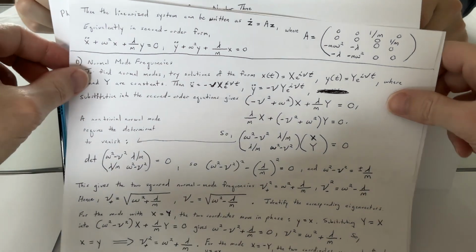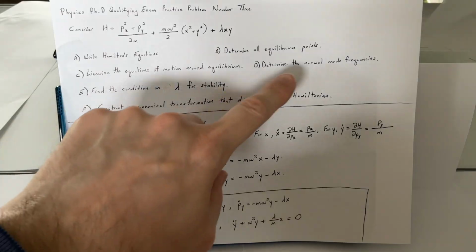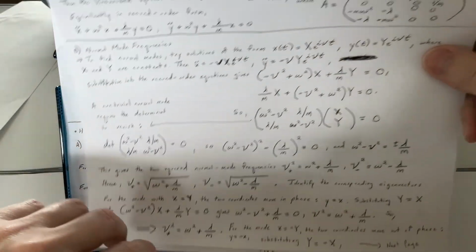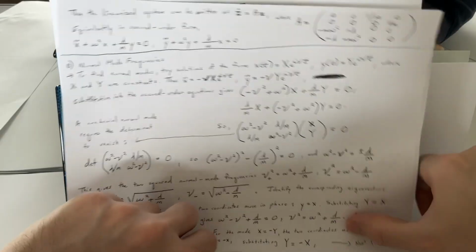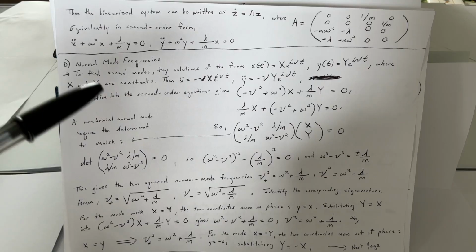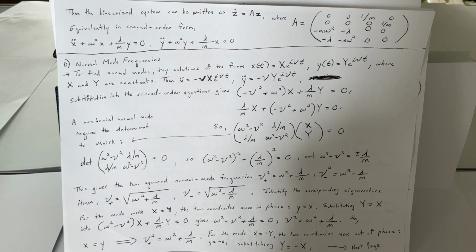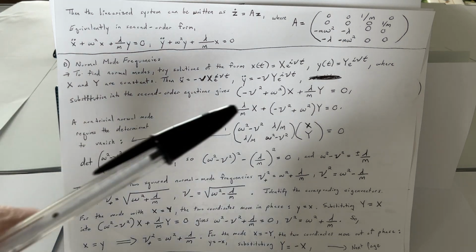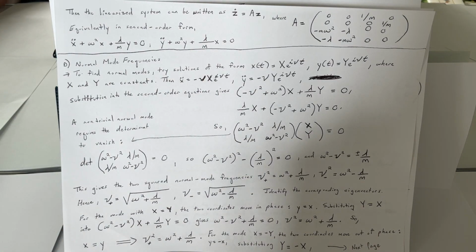And now going to letter E, we want to determine the normal mode frequencies. To find the normal modes, try solutions of the form x of t equals capital X e to the i nu t, y of t equals capital Y e to the i nu t, where X and Y are constants. Then x double dot equals negative nu squared X e to the i nu t, and y double dot equals negative nu squared Y e to the i nu t.